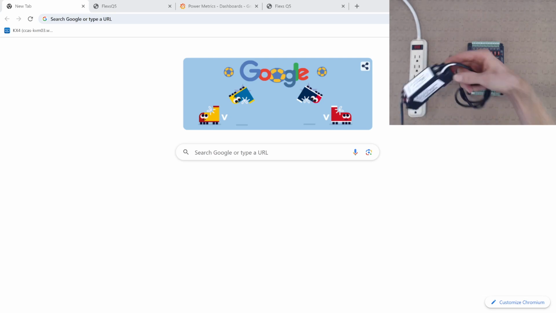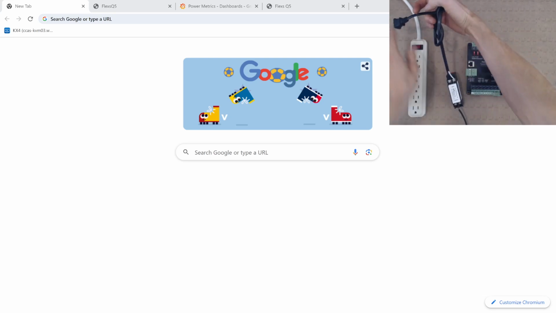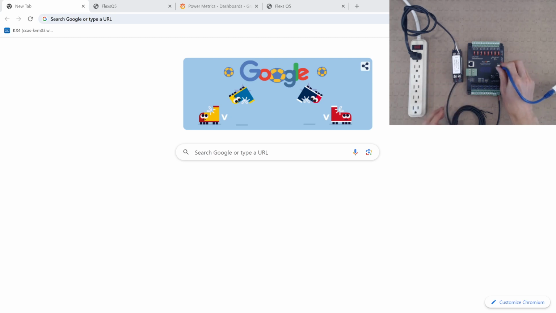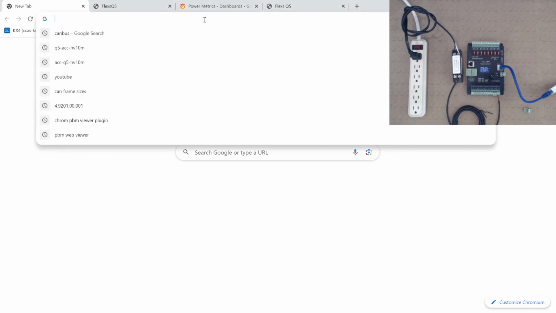This module allows us to take in our line voltage on one side, and it's converted down to something that we can safely measure on this side. So we can connect that in there. And let's also go ahead and power up our device. Now we can log into our device.